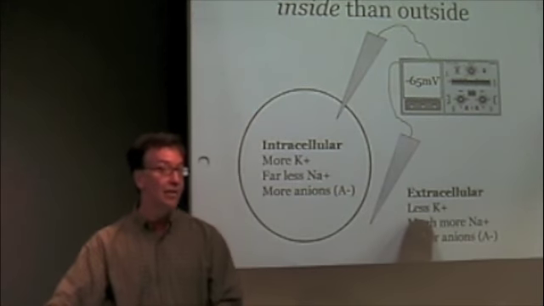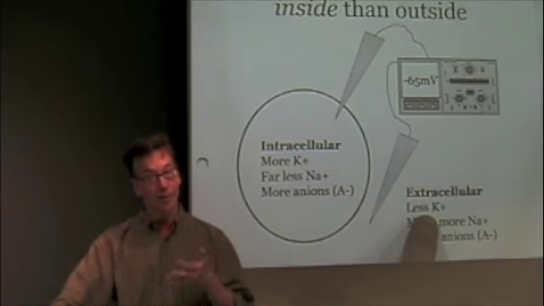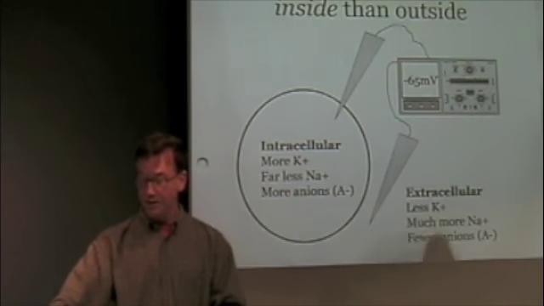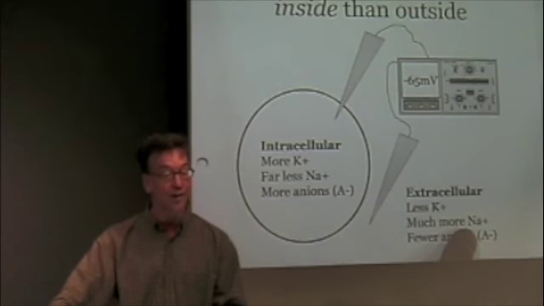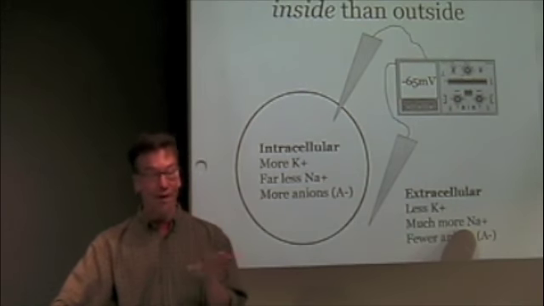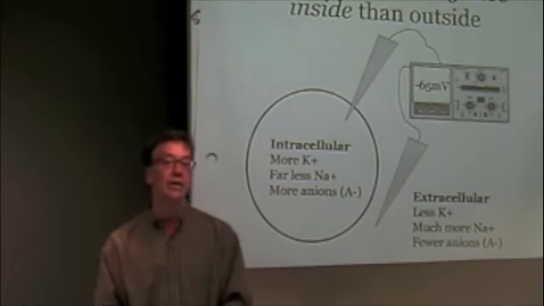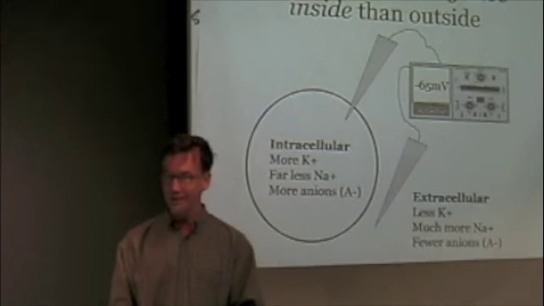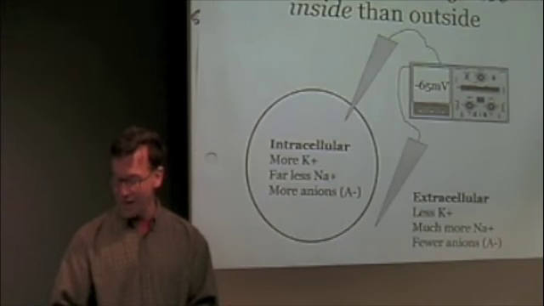Outside the cell, we have less potassium. Why do we have less potassium? Because the pump continues to bring potassium in and establish a higher concentration inside versus out. We have a lot more sodium. Why do we have a lot more sodium on the outside? Well, because the pump is kicking sodium out, and again, the membrane of the neuron is not particularly permeable to sodium. And we have fewer anions or proteins. Why? Because they're manufactured on the inside, and it's difficult for them to leave the cell. You don't want them to leave the cell. That usually means there's been some sort of damage to the cell.